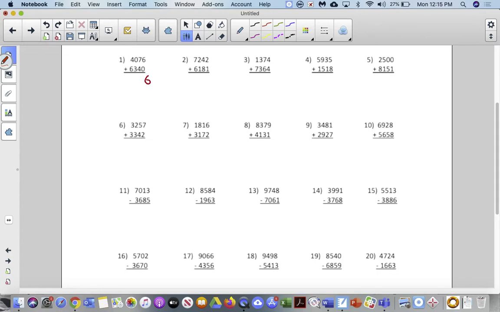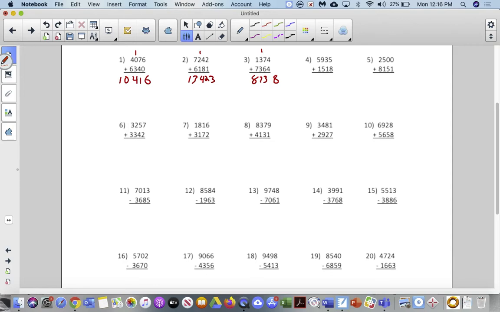6 plus 0 is 6, 7 plus 4 is 11, carry the 1, 4, 4 plus 6 is 10, 10,460. Next, 2 plus 1 is 3, 4 plus 8 is 12, 2, carry the 1, 2, 3, 4, 6 plus 6 is 12, plus 1 is 13, and I get 13,423. 8, 13, 7, and 8. 8,738.